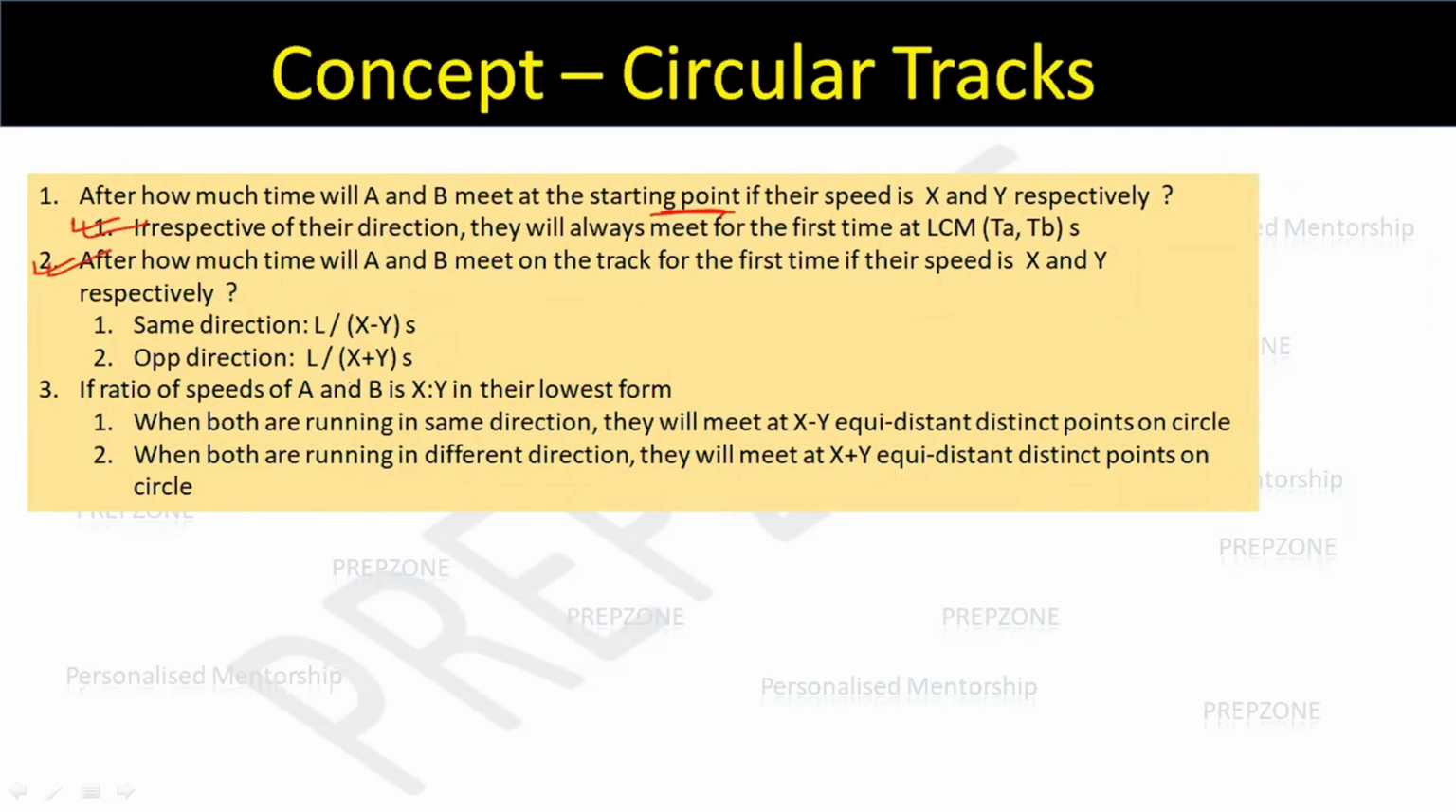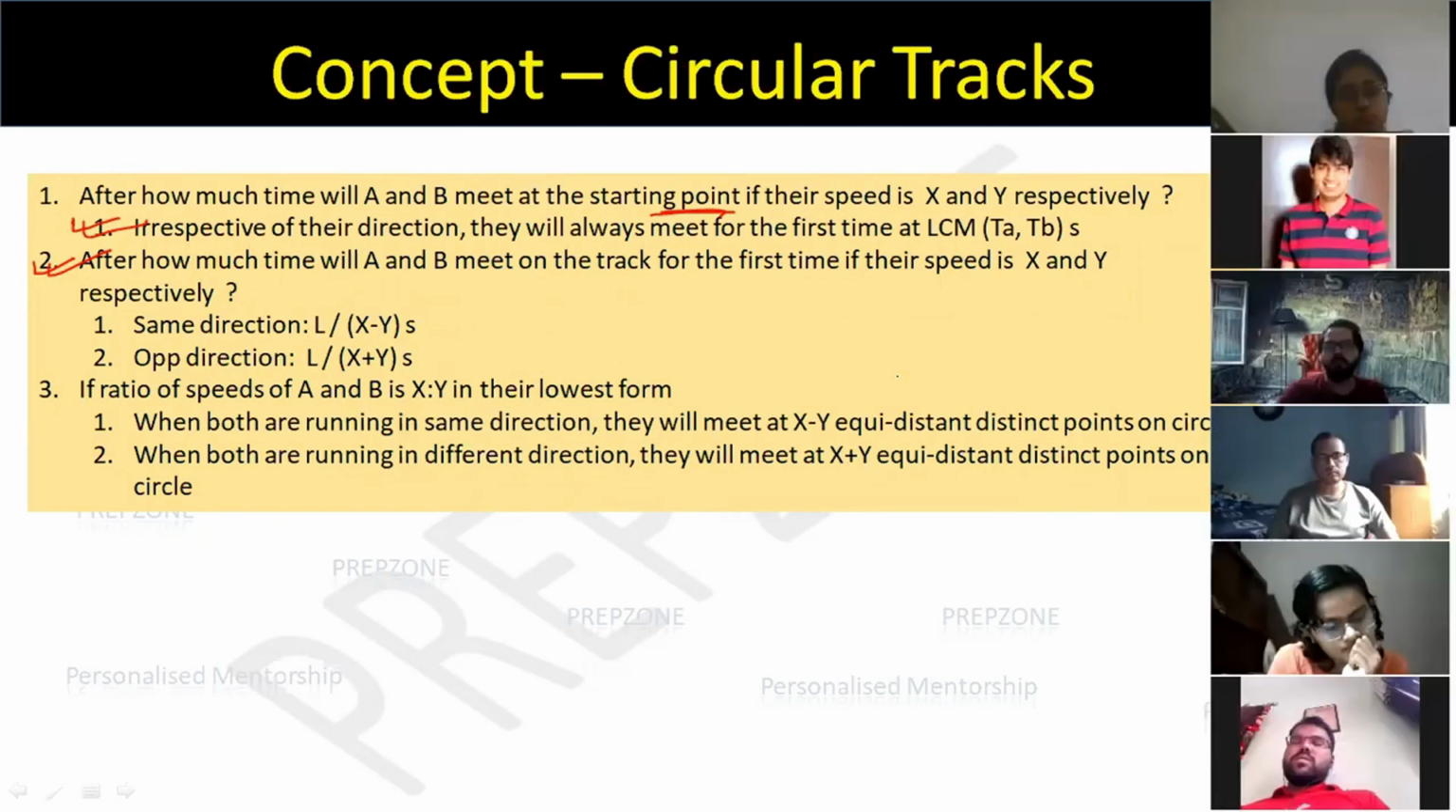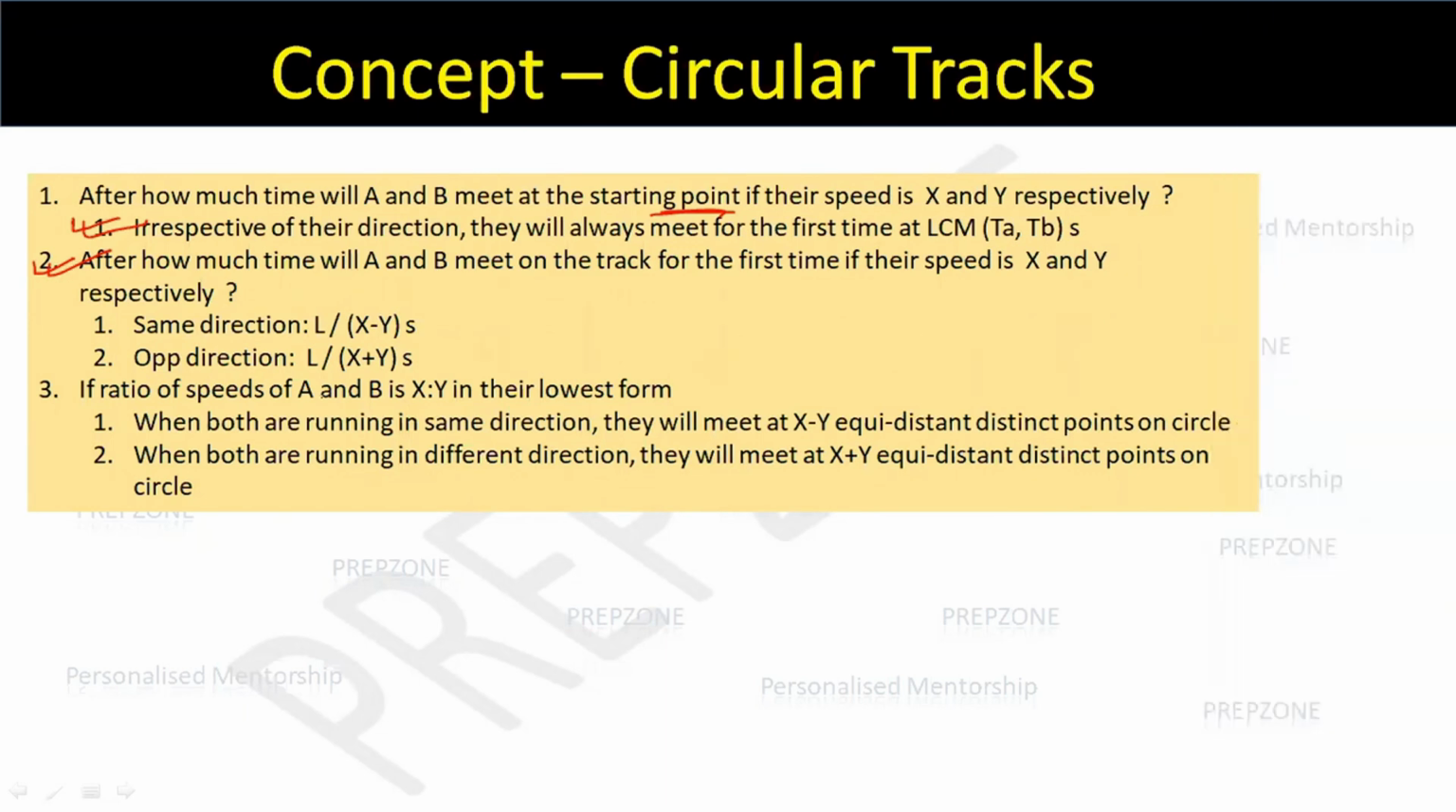Now the third thing is a direct shortcut which you must have seen in the remedial videos as well. If the ratio of the speeds is X is to Y in the lowest form, and this lowest form is very important. If I say the ratio is 4:6, then you have to simplify it to 2:3. If both are running in the same direction, they will meet at X minus Y equidistant points on the circle, and if they're moving in the opposite direction, they will meet at X plus Y equidistant points on the circle.